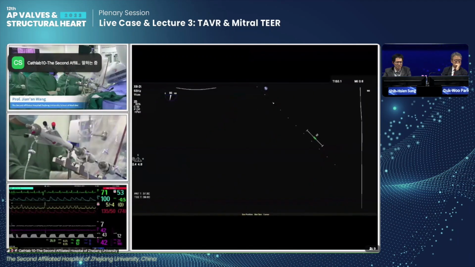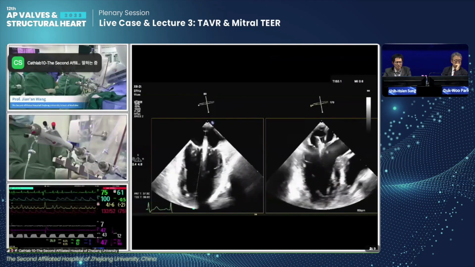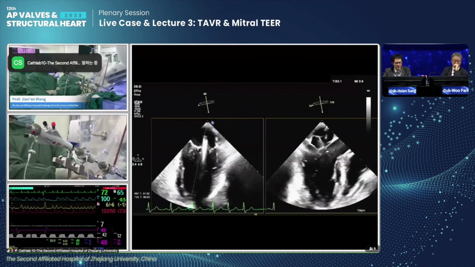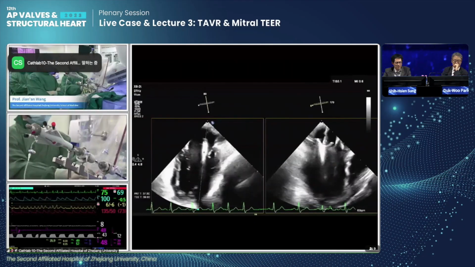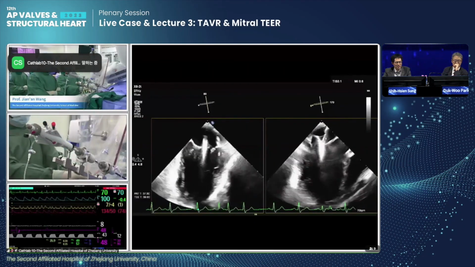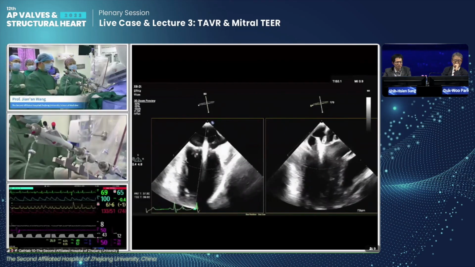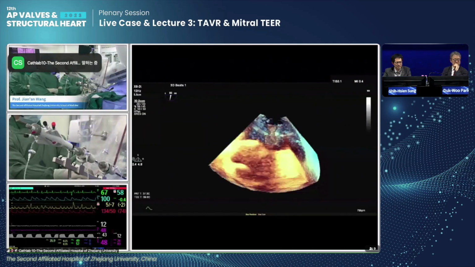The position should be okay, I think. Yes, maybe one clip is not enough, so we need a little bit more medial. Check the orientation again. Orientation should be fine on the bicommissural view. Turn the color on again in the commissural view.